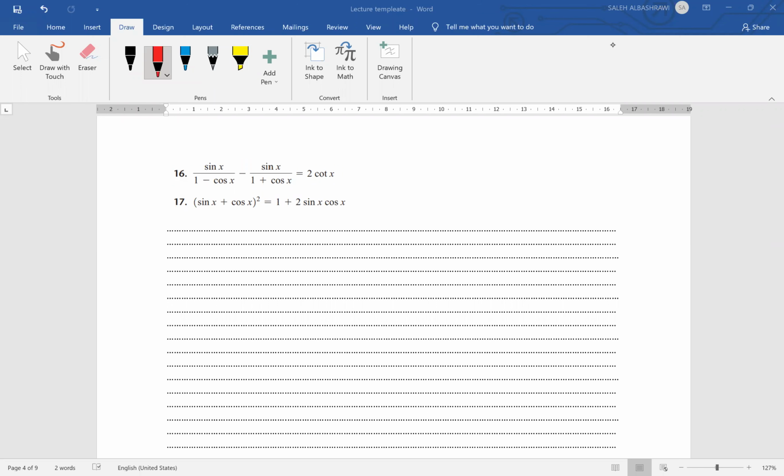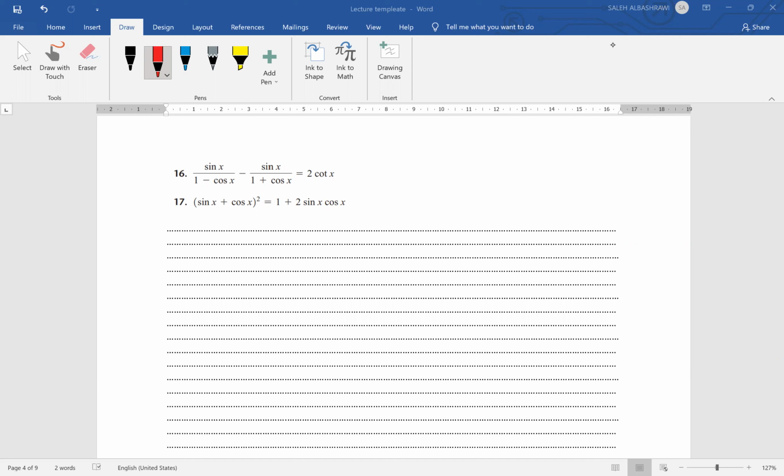Welcome to the third part of this lecture, which is the verification of the trigonometric identities. And in this example, also we need to verify the given identities. To verify means that we need to show that the left-hand side equals the right-hand side. And as we did before, we take the more complex side and try to simplify to get the other side. It can be the left-hand side or the right-hand side.